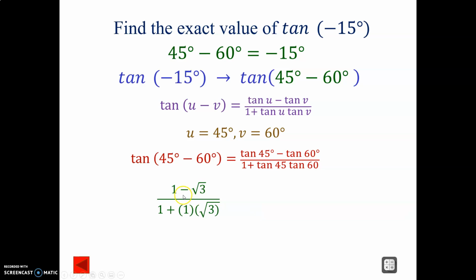So these are a little simpler because you're only using two values here. Tan 45 was the 1, tan 60 was the radical 3. Denominator 1 plus, there's the tan 45 is 1, tan 60 radical 3. If we simplify this, the denominator can be simplified just a hair. So let's go to the calculator and let it tell us what our answer is.